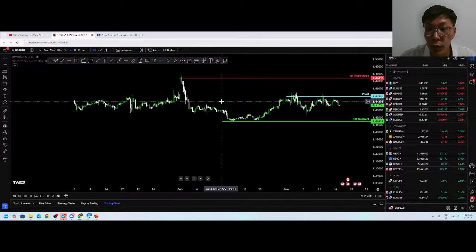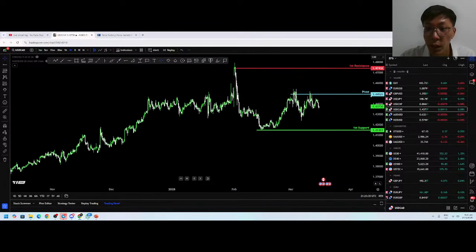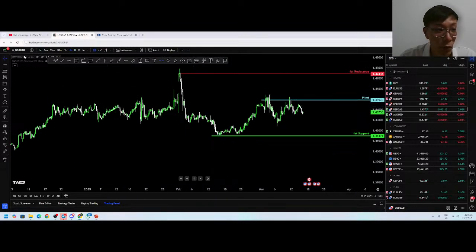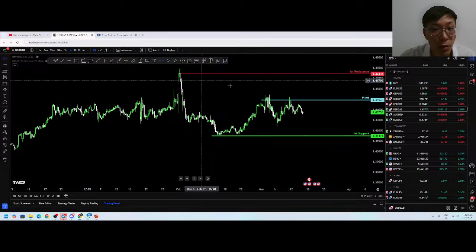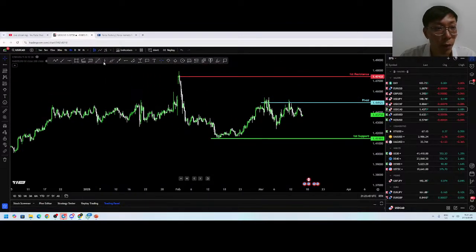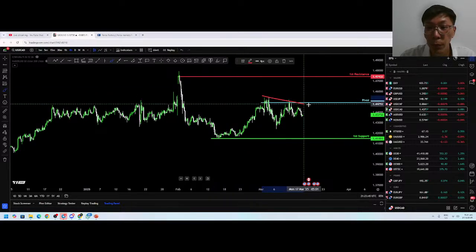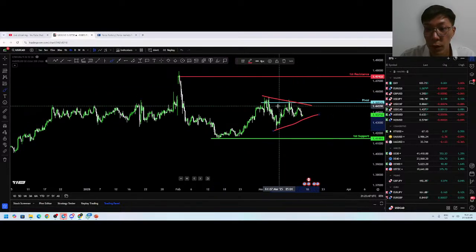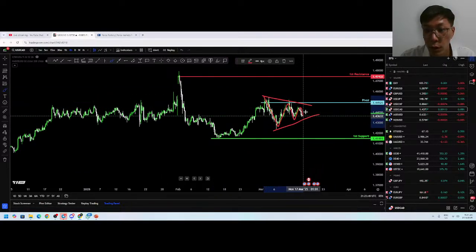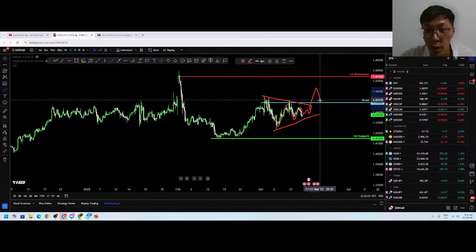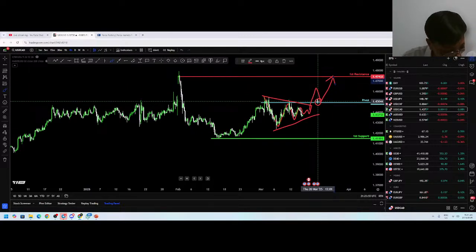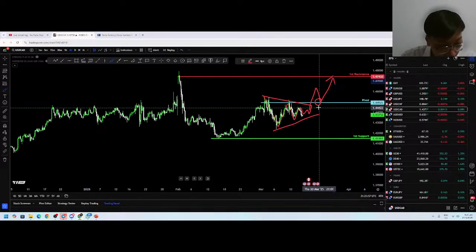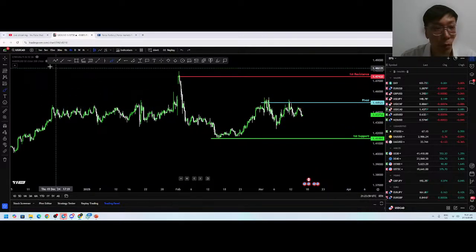Okay, so we go to H4, right? There is a likelihood, my bias is definitely bullish, right? So what I'm looking at is for price to actually break past this level, right? You can see we are still consolidating here. Once it breaks out, retest, and this is what we are looking at. Okay, so this is what we are looking for.